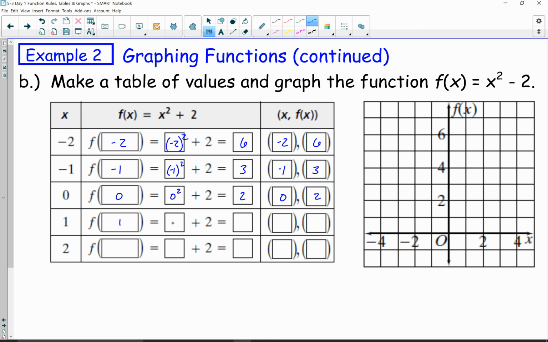Plug in the +1. So positive numbers, you don't have to use the parentheses. You still can if you just want to make a habit of always putting them in. It's not going to do anything bad for you. 1 squared is +1, plus 2 is 3. So we have the point +1, 3. And then plugging in the 2. 2 squared is 4, plus 2 again is 6. So 2, 6. So those 5 points we need to put on the graph.